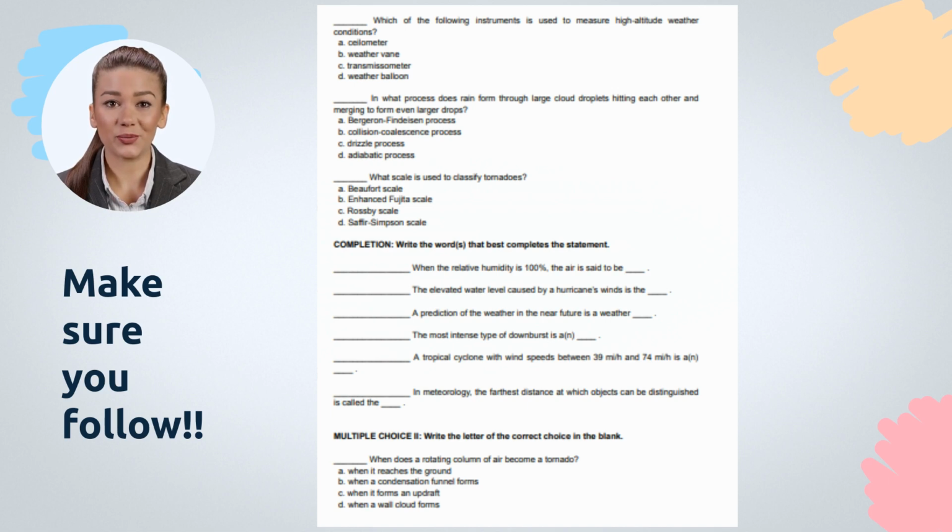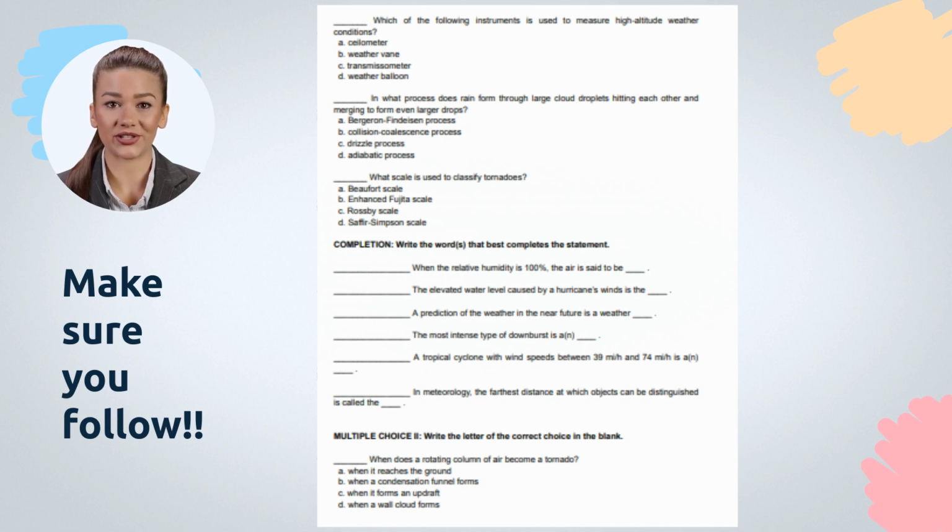A prediction of the weather in the near future is a weather blank. The most intense type of downburst is a blank. A tropical cyclone with wind speeds between 39 miles per hour and 74 miles per hour is a blank. In meteorology, the farthest distance at which objects can be distinguished is called the blank.